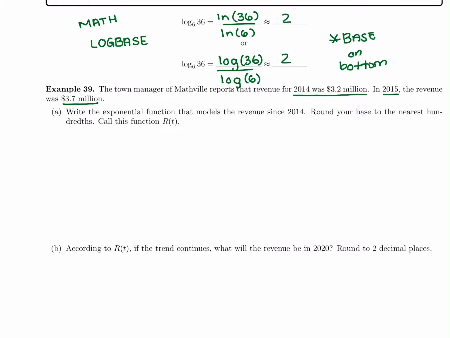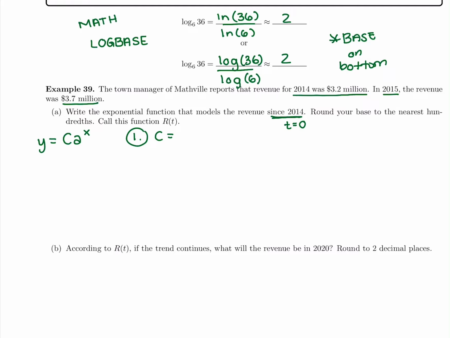We want to figure out what the exponential function is, so we're trying to find y equals c times a to the x. We have 3 steps to do this. The first step is to find c, and c is whatever the y value is at year 0. Since we're trying to model revenue since 2014, 2014 is going to be our time 0, the initial place where we're starting to look at revenue.